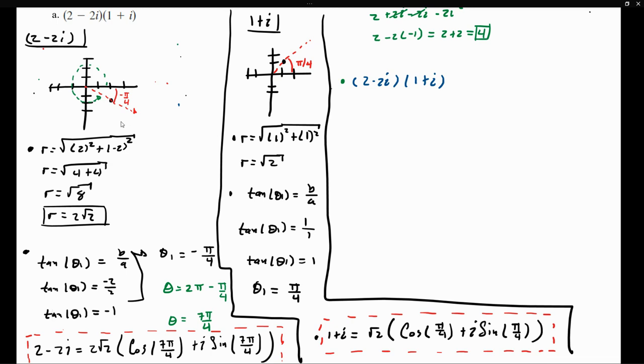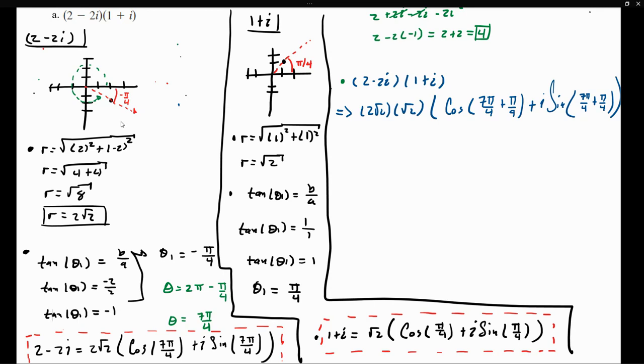Well, my formula says that I know this complex number is defined this way, and I know my second complex number is defined this way. So if I want to multiply them using the formula, I have to multiply the values of r, so 2 square root of 2 times the square root of 2. And when it comes to the angles, I have to add them up. So in this case, it will be cosine of 7 pi over 4 plus pi over 4, plus i sine of 7 pi over 4 plus pi over 4.